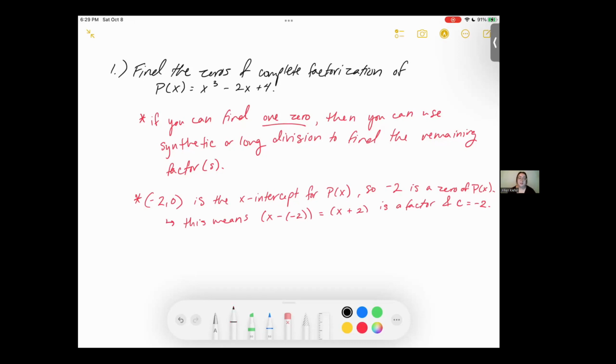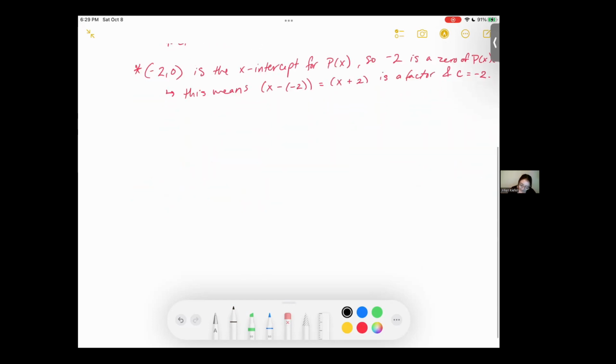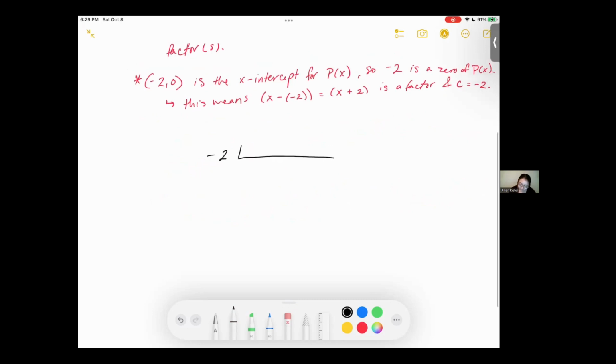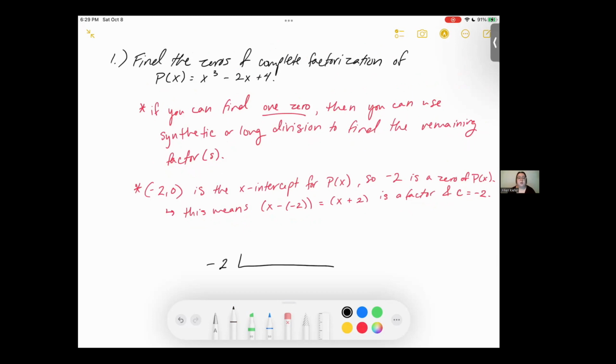So when we set up our synthetic division, we have our upside down house, we have c on the outside, and then we write the coefficients of all of our x terms from our polynomial with the dividend inside that house. So when we write out our synthetic division, we're going to have -2, upside down house. And looking at our polynomial, we have x to the power of 3 minus 2x plus 4.